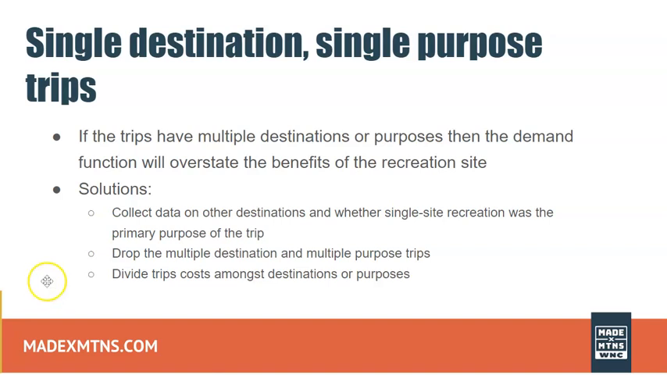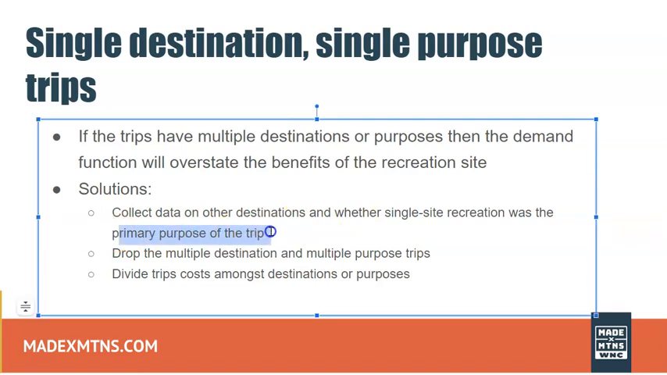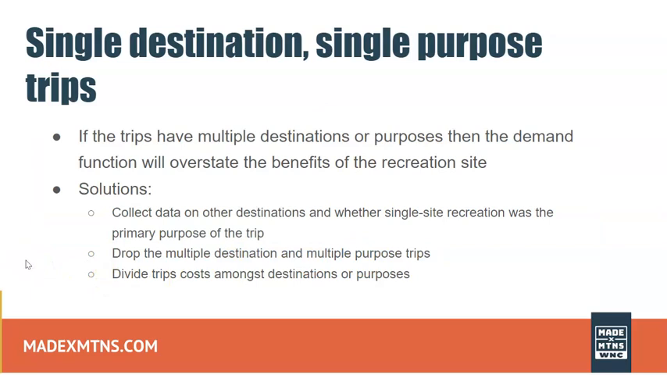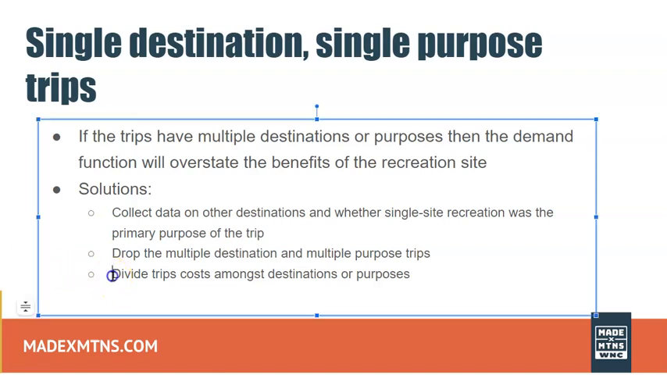Okay, so some potential solutions: collect data on other destinations and whether the single site recreation was the primary purpose of the trip. You can drop the multiple destination and multiple purpose trip data and estimate the demand curve with only single destination, single purpose trips. Or you can divide the trip cost among the destinations or purposes.